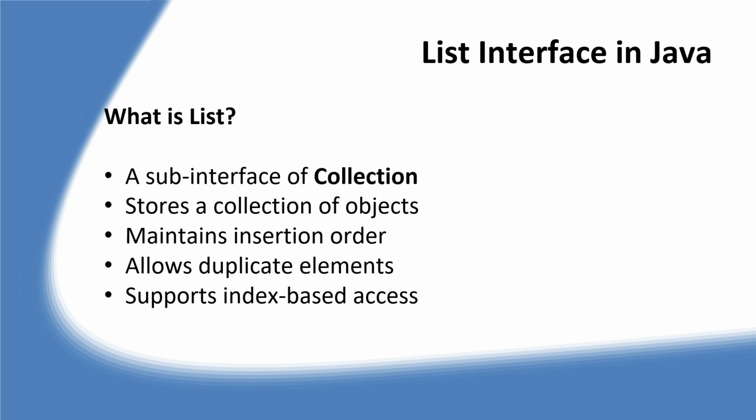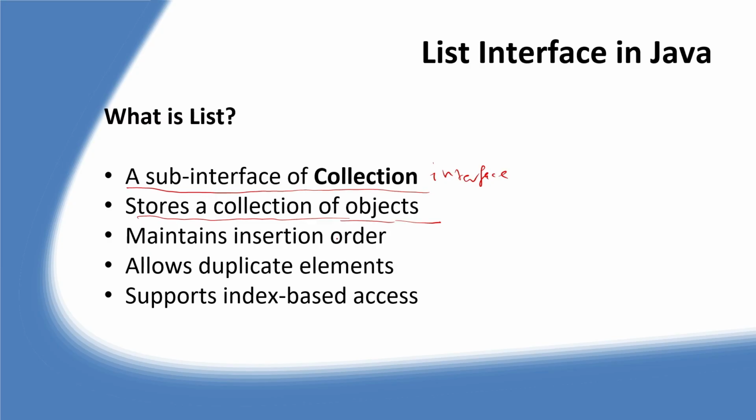The list interface is the sub interface of collection. We can say it is a sub interface or child interface of collection. Collection is also one of the interfaces. So list is a sub interface of collection interface. It stores a collection of objects. So it will store multiple objects and provide an ordered collection.